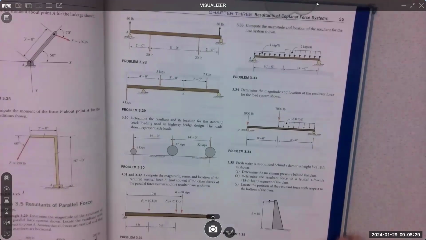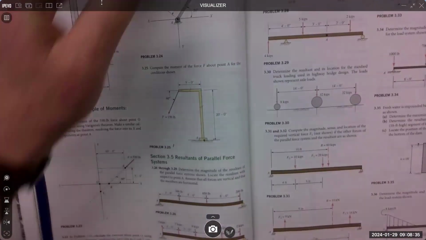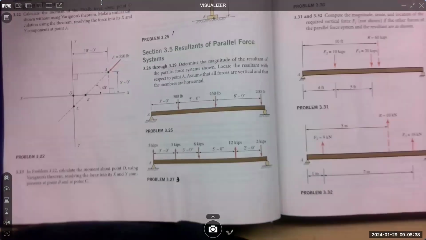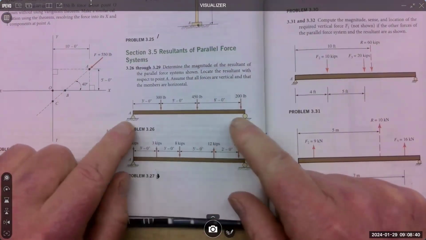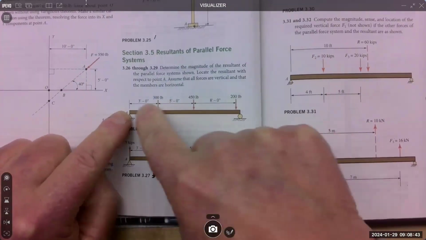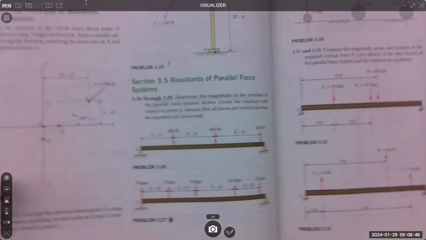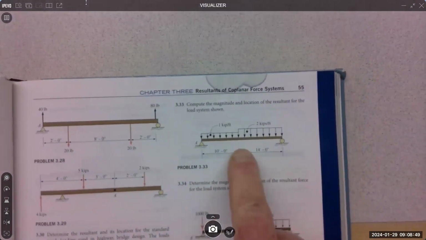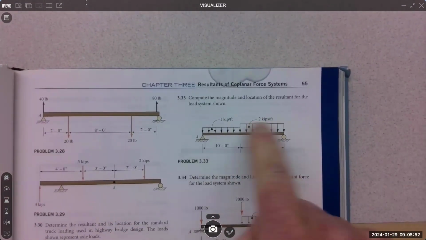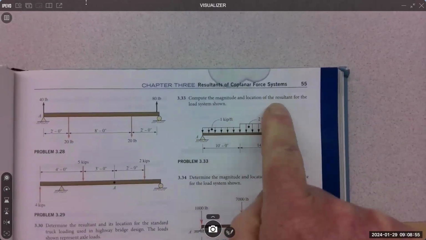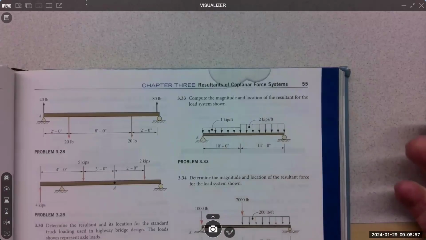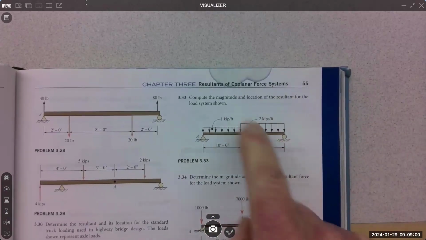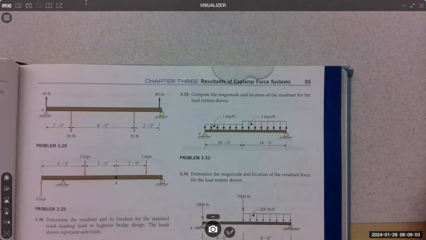All right, you have a couple problems to do. One of them is like that, right? I think you're doing 26, correct? Yeah, 26 is this creature. And it says find the resultant with respect to A. So you're gonna move all these over here, move it back out. And then 33 is this thing with a couple distributions. So again, find the resultant and where it's at on the beam. Concentrate this, and then go to work on it.